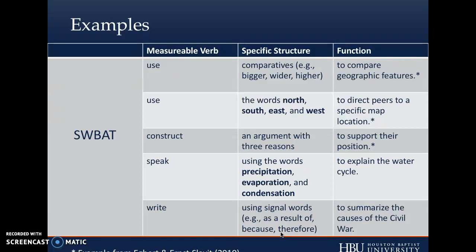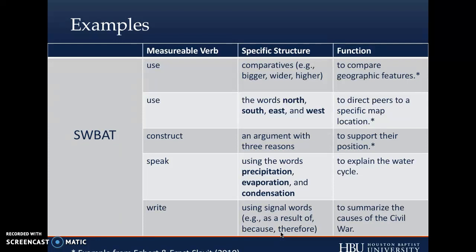Students will use the words north, south, east, and west to direct peers to a specific map location. So for example, I could see this being like an information gap activity where one student is looking at a map and has to get directions from the other student. And that student uses the words north, south, east, and west to give directions to see if that peer can find his way on the map to a certain spot. And so you could see where that would be when you're teaching cardinal directions, and it'd be a fun information gap activity where the students could work together and they would be speaking. One would have to speak to the other using those words.